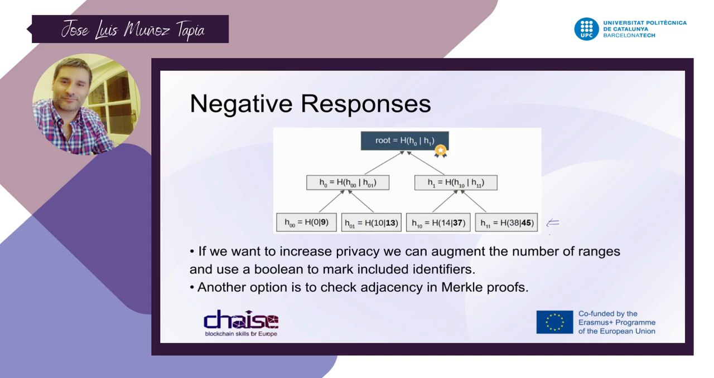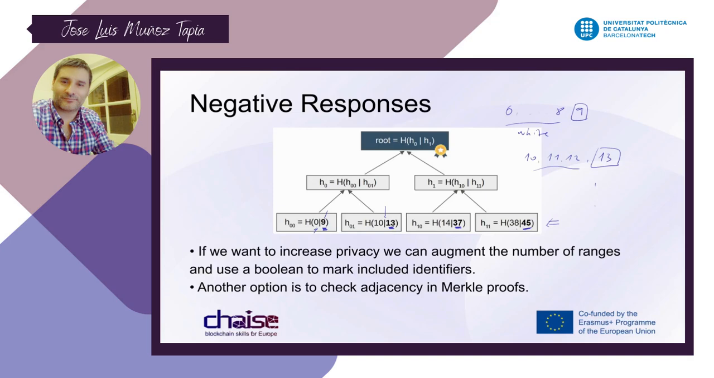So, for example, if I want to say that 9 is in the blacklist, 13 is in the blacklist, 37 is in the blacklist, and 45 is in the blacklist, but the rest of the identifiers are whitelisted, I mean, they are not in the blacklist, how can I encode this? We can encode this by providing the range. For 0, 9, it would mean that from 0 to 8 they are in the whitelist, and 9 is revoked. The last one could be the one revoked. This piece of data means that 10, 11, and 12 are whitelisted, and 13 is revoked. And so on. Then I sort all this information and create a Merkle tree.